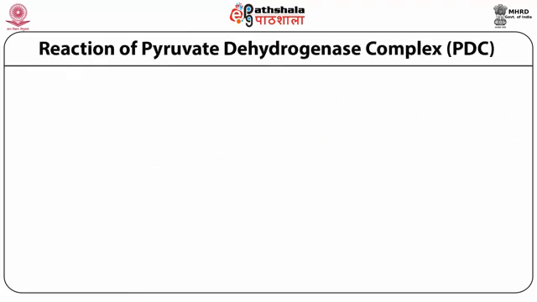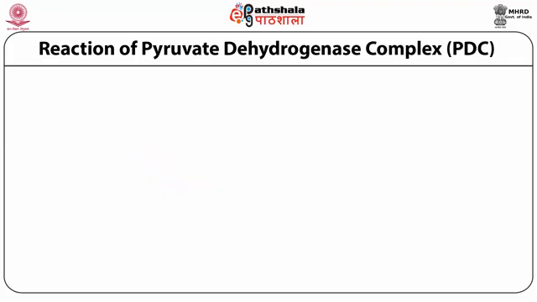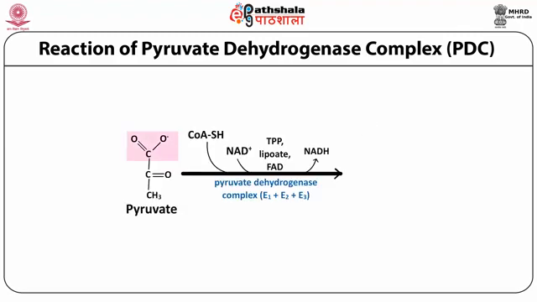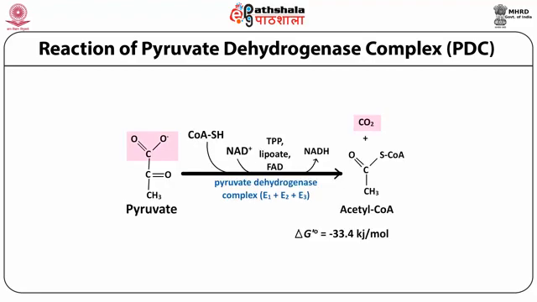Now, the reaction of the pyruvate dehydrogenase complex. The figure shows the reaction of conversion of pyruvate to acetyl coenzyme A catalyzed by the pyruvate dehydrogenase complex. This reaction is exergonic and releases 33.4 kilojoules per mole of energy. In this case, the pyruvate is converted to acetyl CoA with release of carbon dioxide.